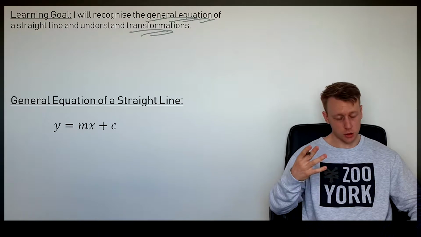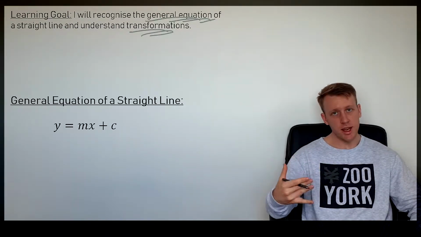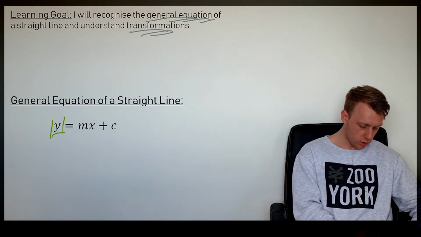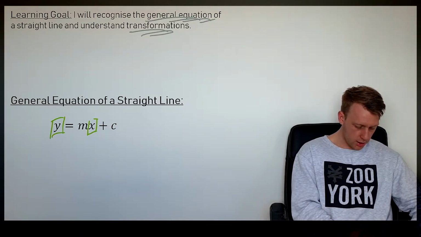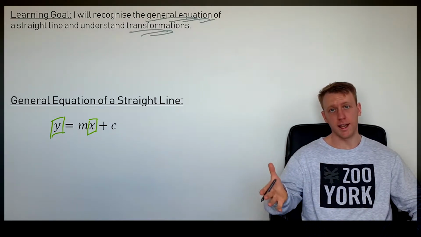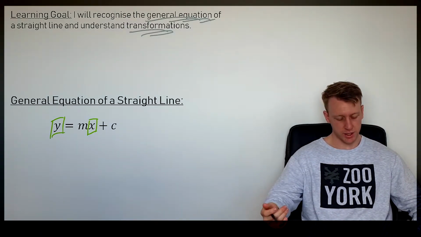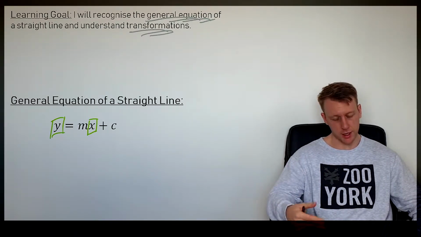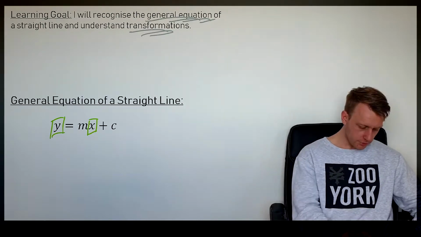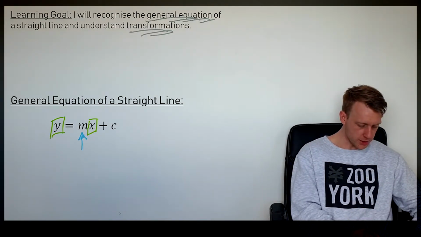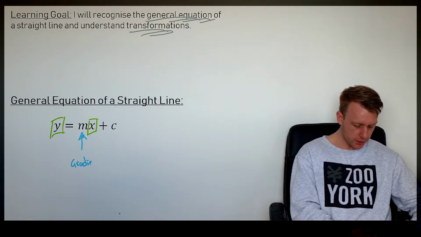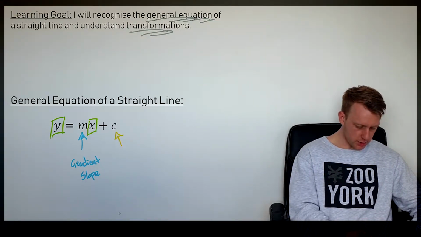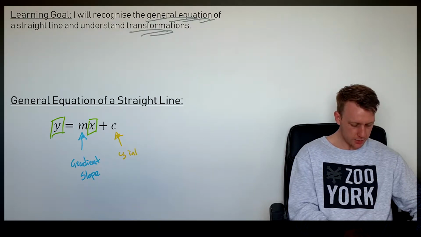The general equation of a straight line is y equals mx plus c, where we've got these 2 points here, y and x. That's because we're on a y and x coordinate system. So we need to know if we've got one point, where is the other going to be based on the maths that we're doing to it. And we've got this m here, which is the gradient or the slope. And we've also got this c here, which is the y-intercept.